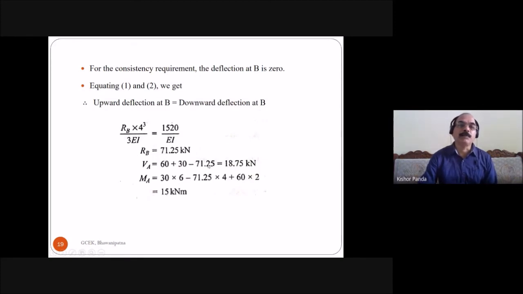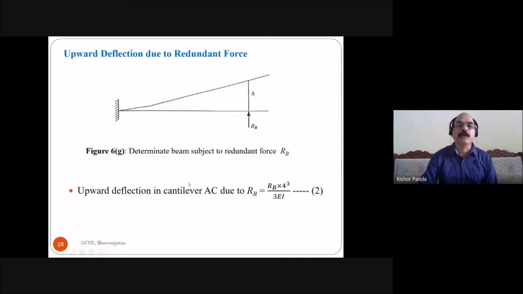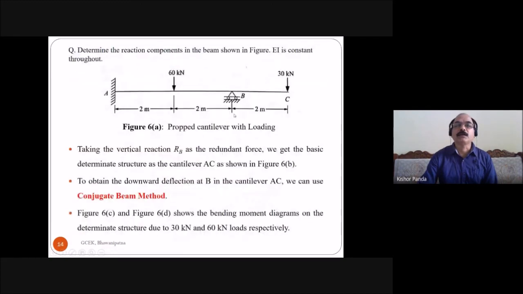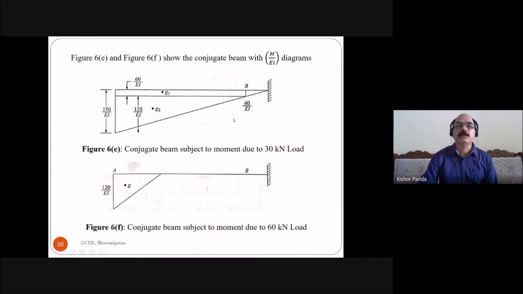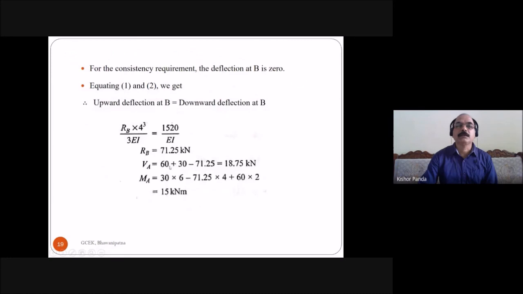After knowing RB, you can find the vertical reaction at A and the moment at A. So the vertical reaction at A plus RB is equal to 60 plus 30. Then the vertical reaction at A is equal to 60 plus 30 minus RB, which is equal to 18.75 kilonewton.